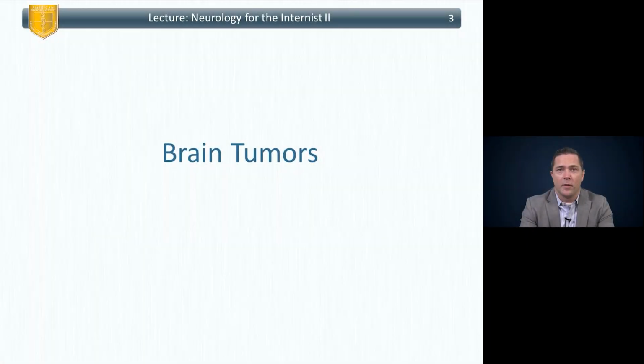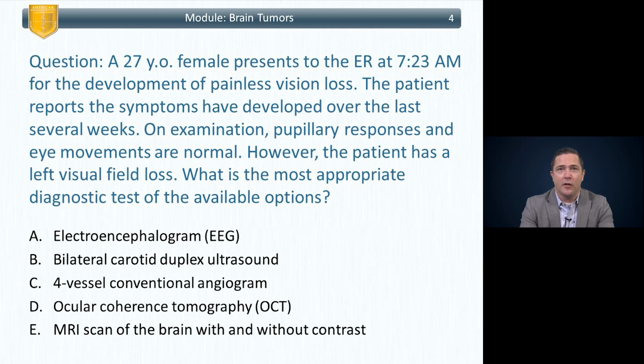First, we're going to go over some brain tumors. A 27-year-old female presents to the ER at 7:23 a.m. for the development of painless vision loss. The patient reports the symptoms have developed over the last several weeks. On examination, pupillary responses and eye movements are normal. However, the patient has a left visual field loss. What is the most appropriate diagnostic test of the available options?